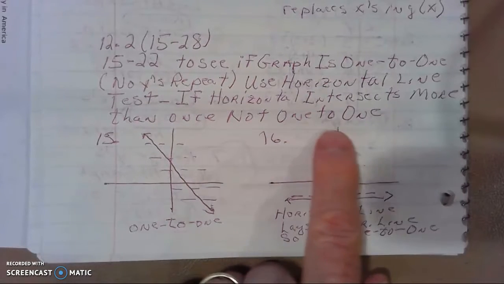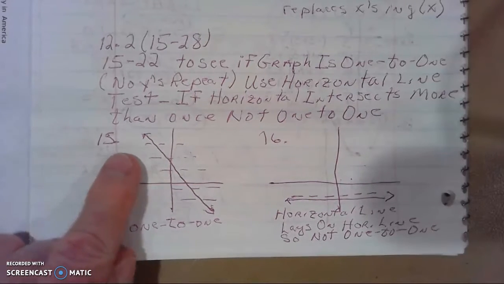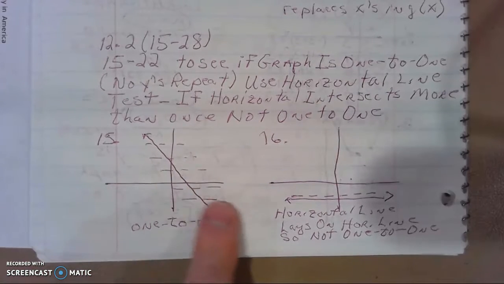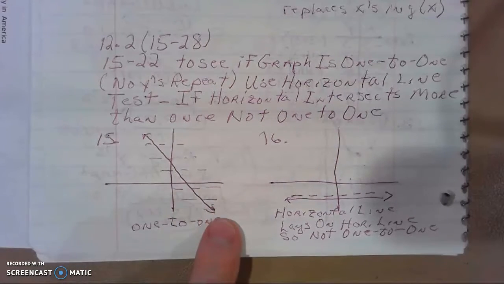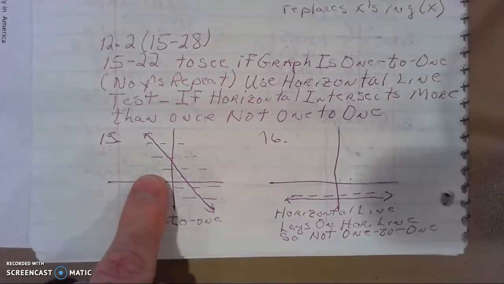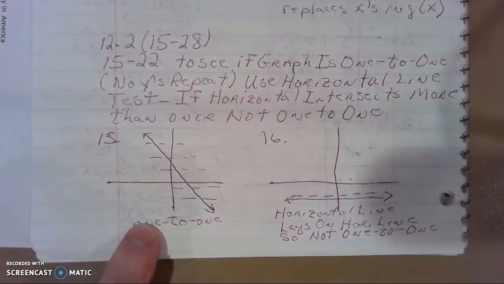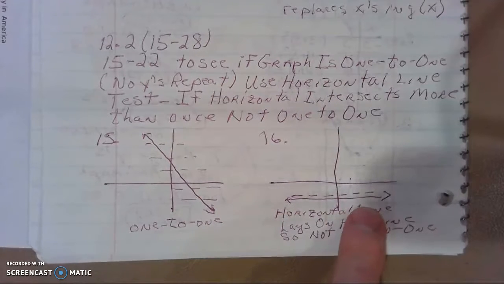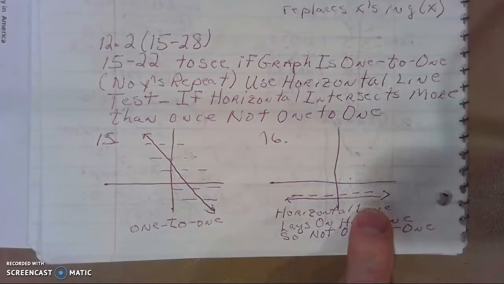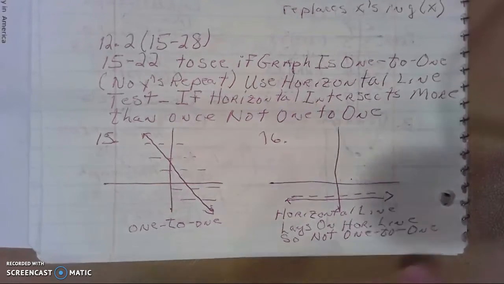We're asked, are they one-to-one? That means not only do the x's not repeat, but the y's do not repeat. So I drew horizontal lines, or examples of horizontal lines. Any horizontal line, if it crosses our given graph in more than one place, which it doesn't on 15, it does not cross it more than once, so it's one-to-one, meaning no y's repeated themselves. Number 16, though, a horizontal line will lay right on top of the horizontal line that's our graph. So that means it's repeating all kinds of y coordinates. So it's not one-to-one.